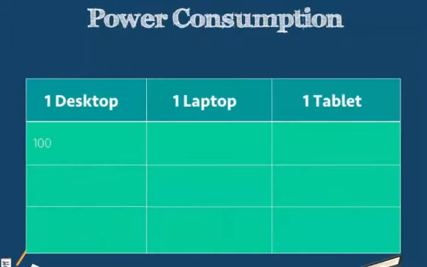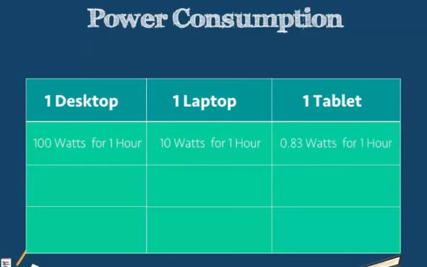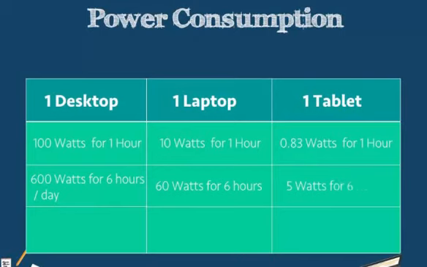Here we can see that for 1 hour of usage, the desktop consumes 100 watts on an average. In the next column, it can be seen that laptops only use 10 watts for the same amount of usage, which is 1 hour. Now in case of tablets, from the chart it can be said that we have the least power consumption at 0.83 watts for 1 hour. So if we run a desktop for 6 hours a day, 600 watts of power will be consumed. Laptops will only consume 60 watts of power for those many hours, and 5 watts of power will be consumed by a tablet also for 6 hours.